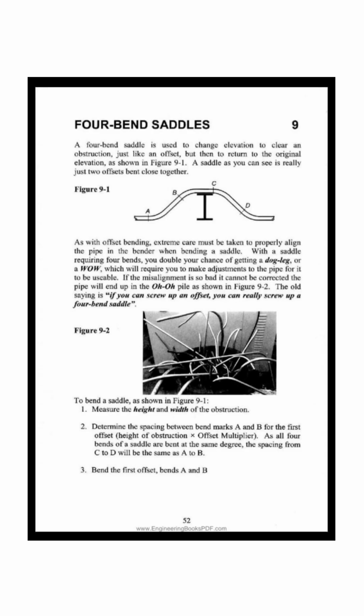2. Determine the spacing between bend marks A and B for the first offset: height of obstruction times offset multiplier. As all 4 bends of a saddle are bent at the same degree, the spacing from C to D will be the same as A to B. 3. Bend the first offset, bends A and B. 4. After the first 2 bends have been made, starting at a point where the conduit is straight after bend B, measure over the width of the obstruction and mark bend C. The spacing between bend marks C and D will be the same spacing as between bend marks A and B. 5. Figure 9-3 shows the bending sequence marked 1-4.